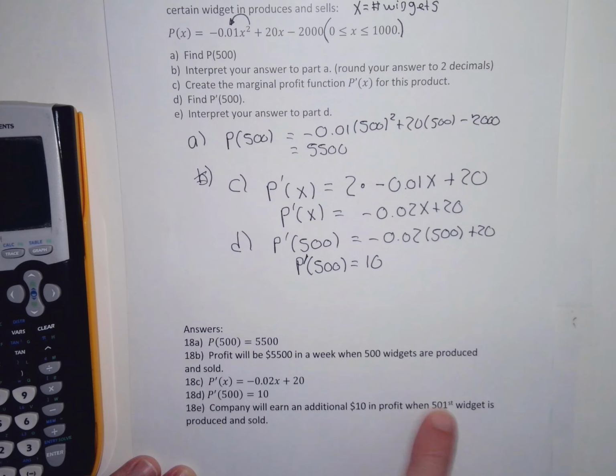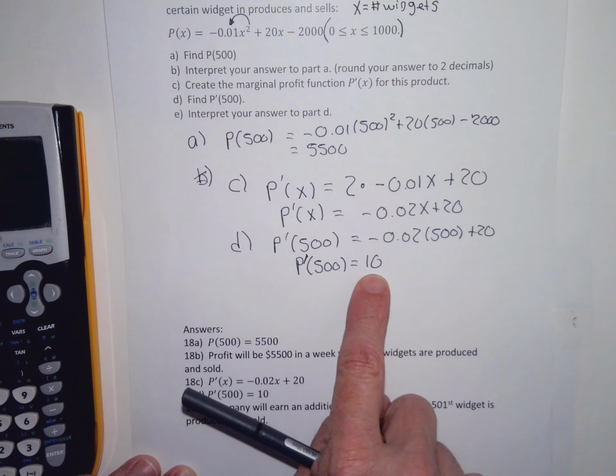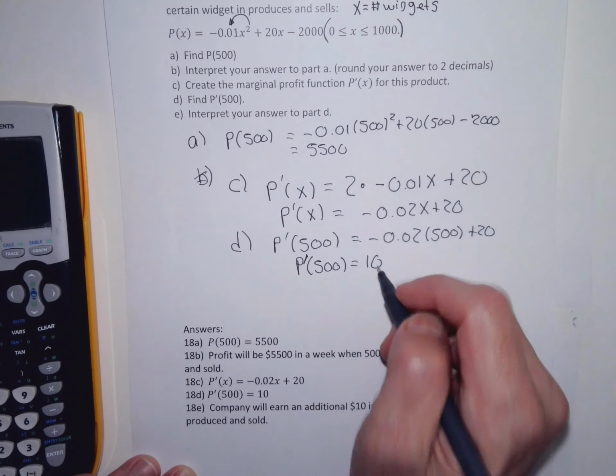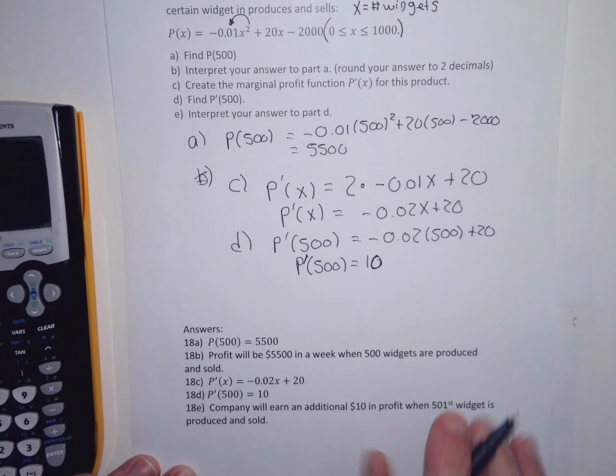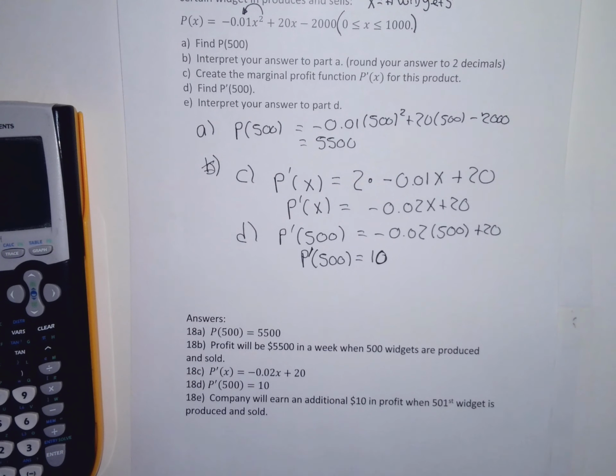Always when I'm doing marginal, I have to add 1 to this number to put it in my answer. And this is the dollar amount, either the cost, the revenue, or the profit, depending on what kind of function I'm working with. So that's the entire 2 parts of the review.